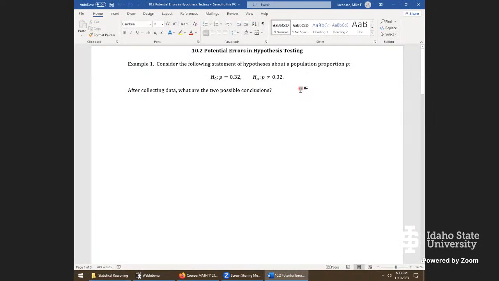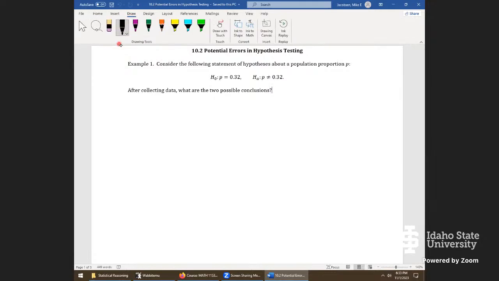And because it's so important, especially in this section, when we're talking about errors in hypothesis testing, let's take a look at another set of generic hypotheses and talk about the only 2 conclusions we can make just one more time. So it says, consider the following statement of hypotheses about a population proportion P. The null hypothesis says P is 0.32, so the proportion is 32% as a percentage. And this one would be a two-tailed test, so this is saying, alternatively, it's not 0.32.